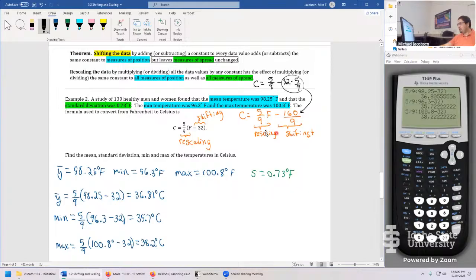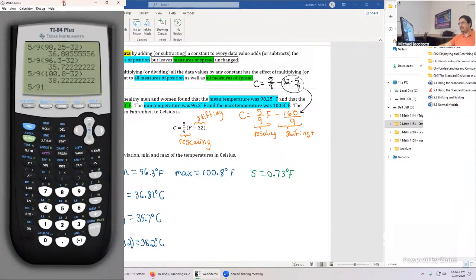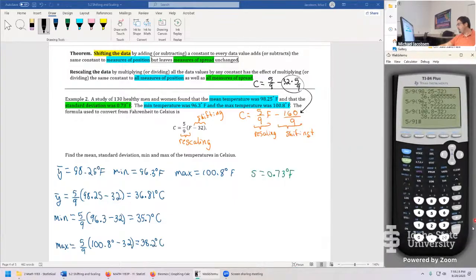Yeah, exactly. And we could have put this whole thing in the calculator in that formula as well. We could have gone 5/9 times the value for the Fahrenheit, which is 100.8, then minus 160 ninths. And we get to 38.2 once again. So same formula, just in a weirder format. Other questions so far?